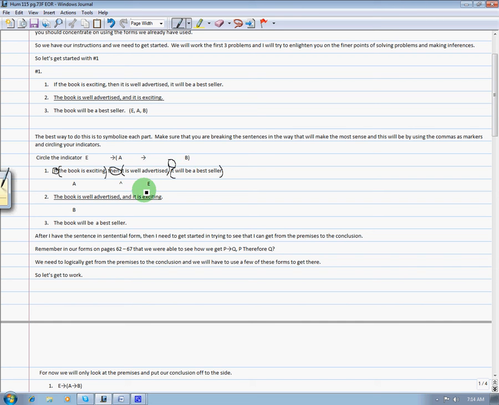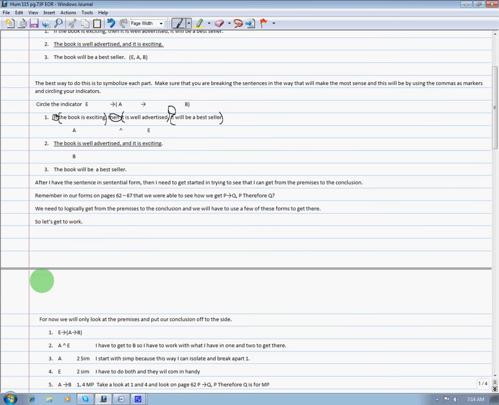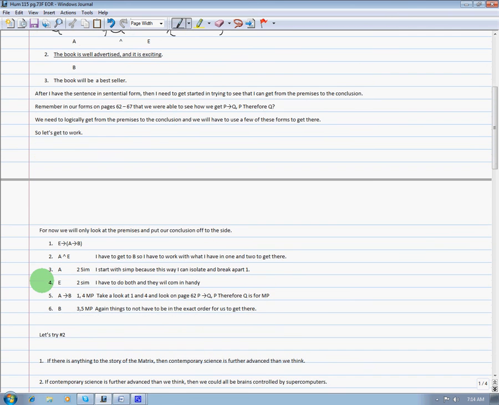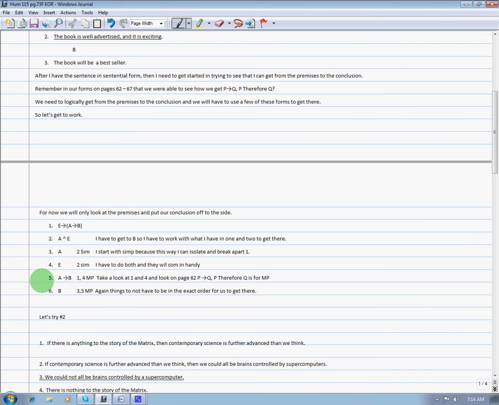So we will have to use these forms. So you're going to want to look on page 62 and 67 to see. Some of you, it's very easy for you to see. So here we go. For now, we will only look at the premises and put our conclusions off to the side. So for number one, if E, then, if A, then B. Number two, A and E. I have to get to B, so I have to start to work with this one. And I can do two things here.